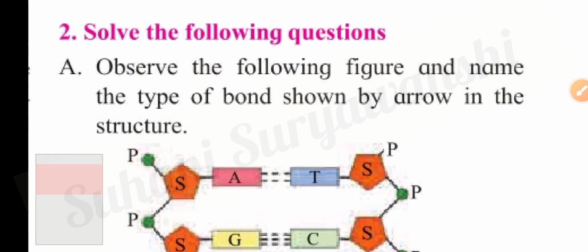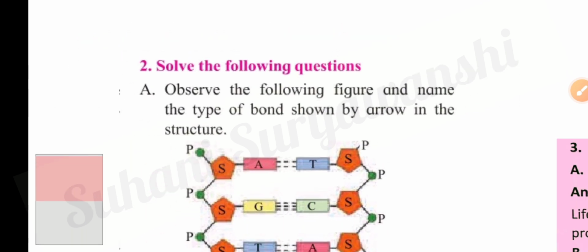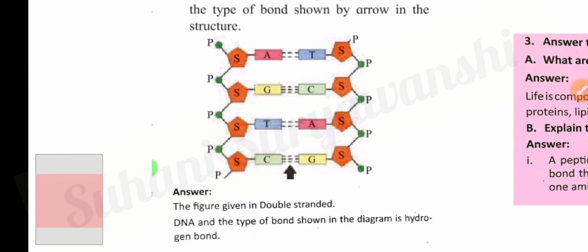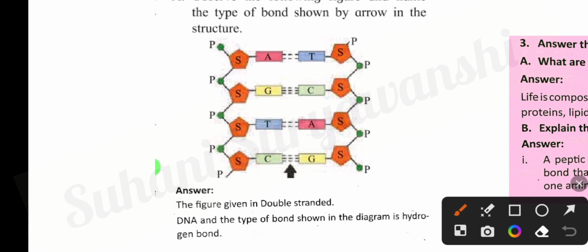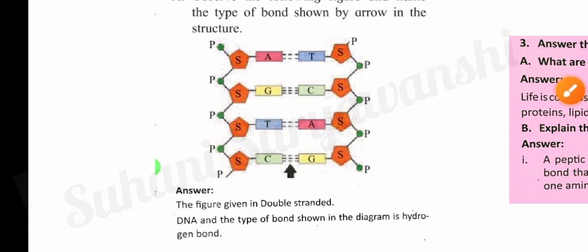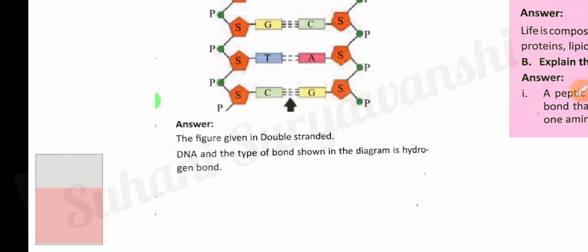Next question, question number 2. Solve the following questions. A. Observe the following figure and name the type of bond shown by arrow in the structure. So the arrow is pointed here. So the answer is the figure given is double-stranded DNA and the type of bond shown in the diagram is hydrogen bond. So this is the answer.